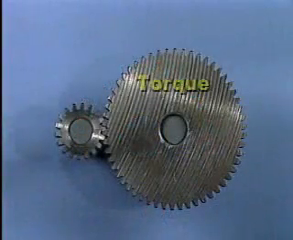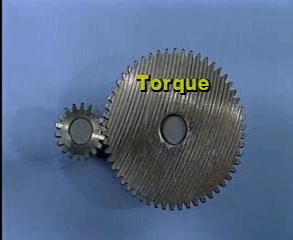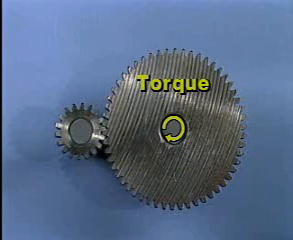So, in a gear set, the torque produced by the larger gear is greater since its moment arm is longer than the pinion's moment arm, and this increased torque is applied to the shaft connected to the larger gear. The change in torque across a gear set is referred to as the torque ratio.